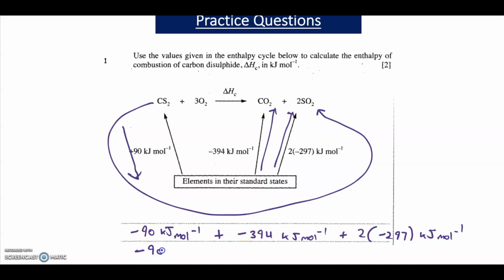So this can be simplified as delta Hc equal to minus 90 kilojoules per mole minus 394 kilojoules per mole minus 594 kilojoules per mole. And that would give me a final value equal to minus 1078 kilojoules per mole, and you can see that this is a minus value for delta H, so it's an exothermic reaction.